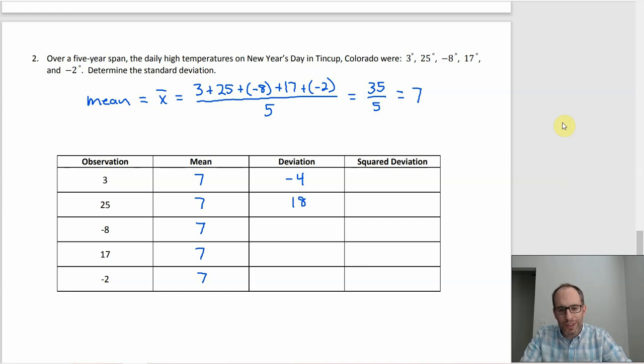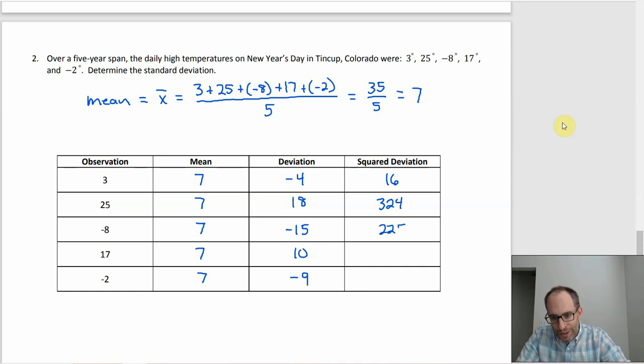-8 minus 7 is -15, right? Then 17 minus 7 is 10. -2 minus 7 is -9. And then the squared deviations, if we start squaring those numbers: square -4, you get 16. Square 18, that's 324. You might need a calculator for that one. That's kind of an obscure one to know off the top of your head. -15 squared is 225. 10 squared is 100. And -9 squared is 81.